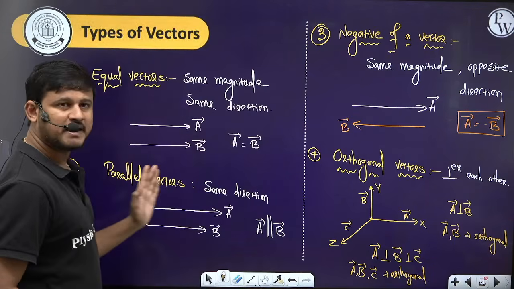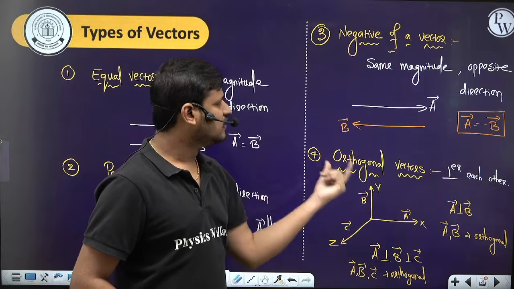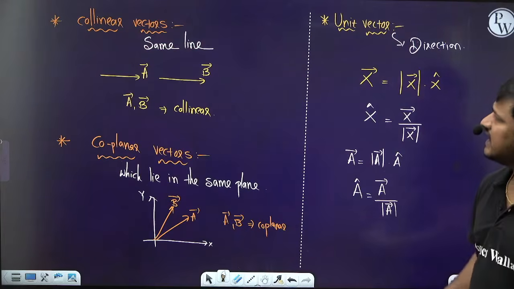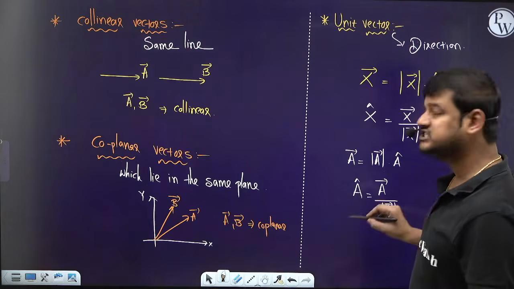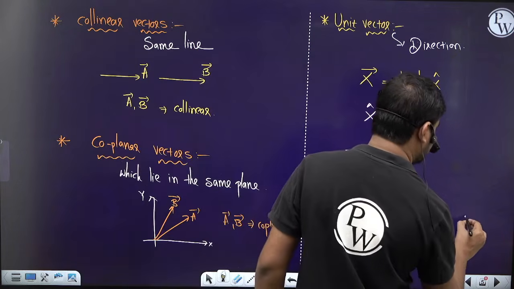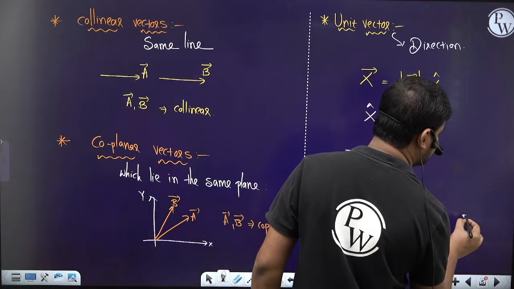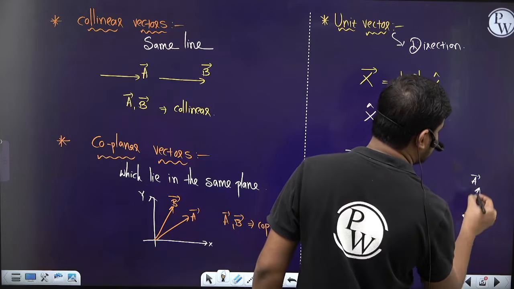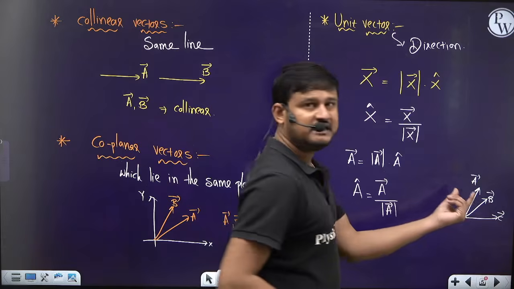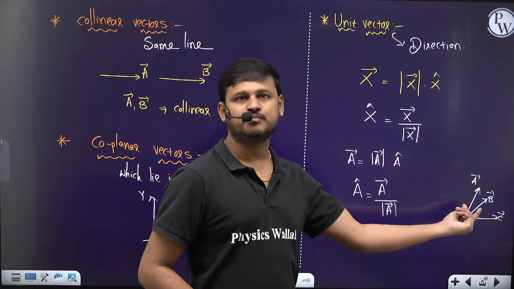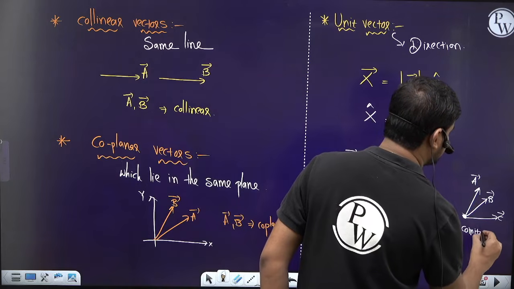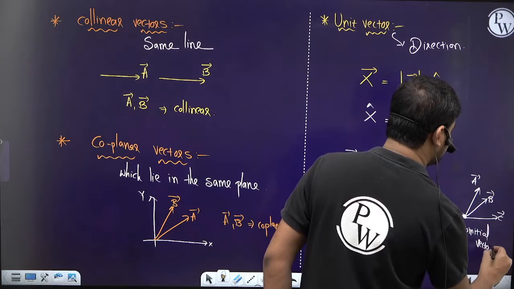So equal vectors, parallel and unparallel, negative of a vector, orthogonal vectors, collinear vectors, coplanar vectors, unit vectors, and there are also co-initial and co-terminal vectors. Let's suppose I'll write it here. If vectors are originating at the same point, for example, this is a vector A, this is a vector B, and this is a vector C. All three vectors are originating at the same point, so they are said to be co-initial vectors.